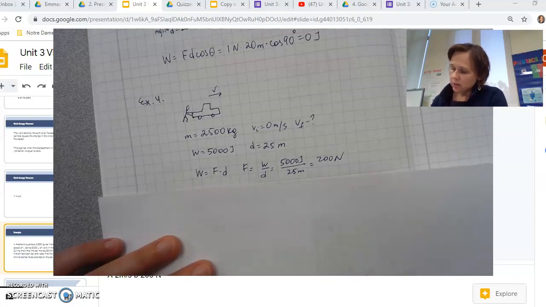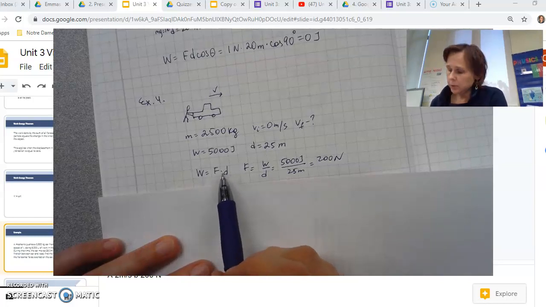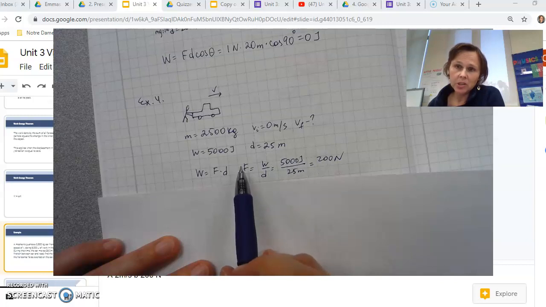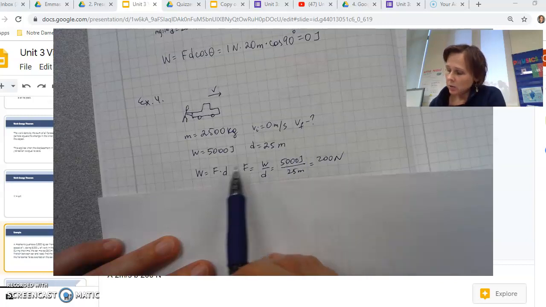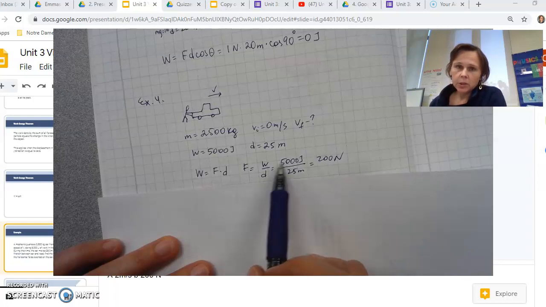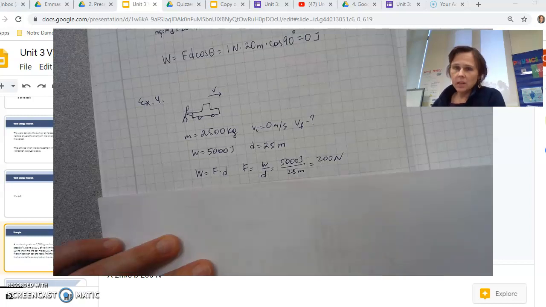So let's look at this approach here. For work, we have force times displacement, and we don't really bother about cosine here because force and displacement are in the same direction, right? Cosine will be equal to 1, which is 0 degrees, right? So I just put this formula, force equals work divided by displacement, which is 200 newtons, if I'm not mistaken.